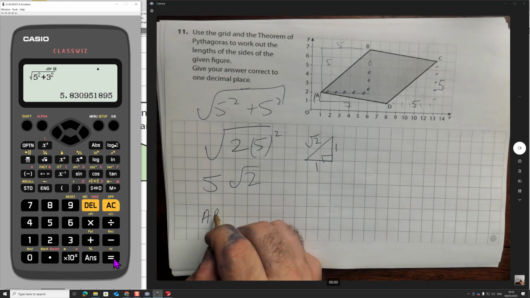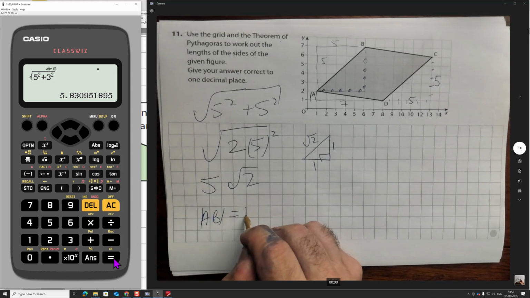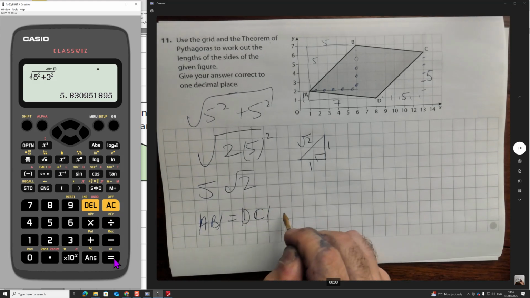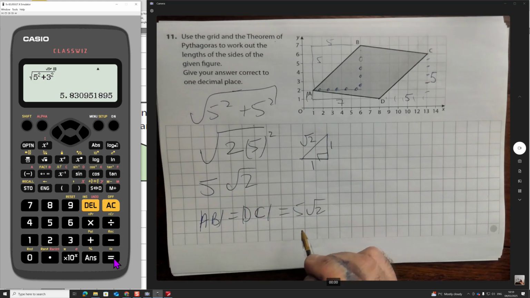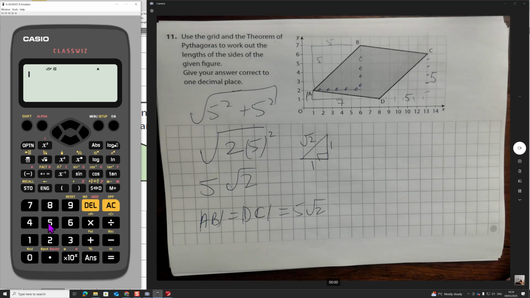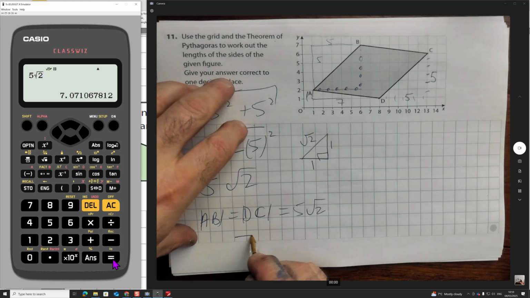Okay, and that allows us to say that distance AB equals distance DC equals 5 root 2. Of course, I still might want to plug it in the calculator, but I'll plug it straight in at 5 root 2, confident that I got it right, and go straight for a shift equals.